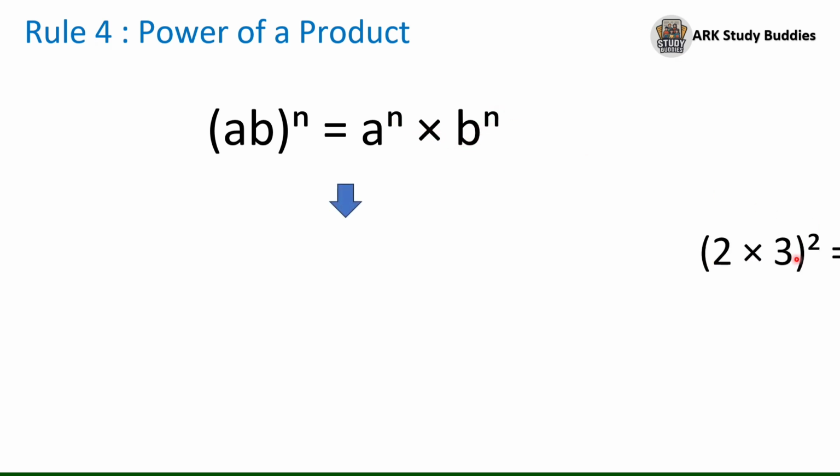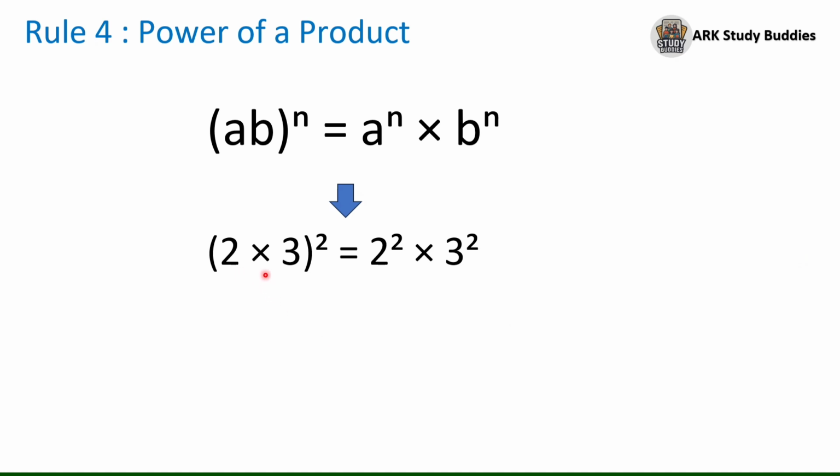Let's take one example. 2 into 3, whole to the power of 2, that equals 2 to the power of 2 into 3 to the power of 2, that equals 4 into 9, which is equal to 36.